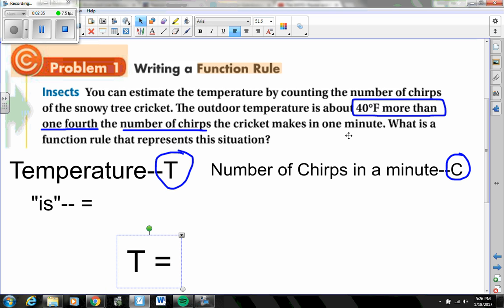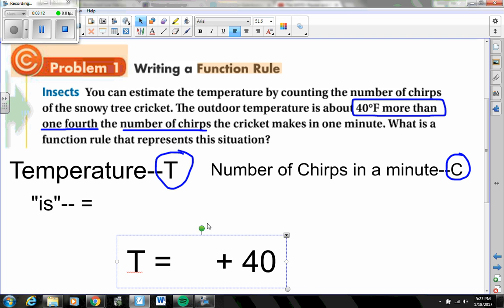Now the next thing says 40 degrees more than. "More than" should indicate to us plus. So it's going to be something plus 40, because it's 40 more than whatever comes next. So we've got temperature is something plus 40 more. Well, 40 more than what? 40 more than 1/4 of the number of chirps.